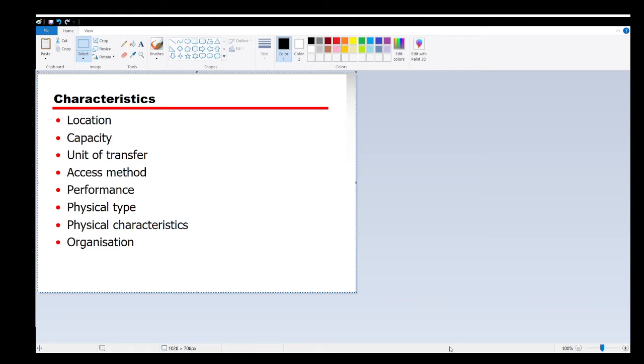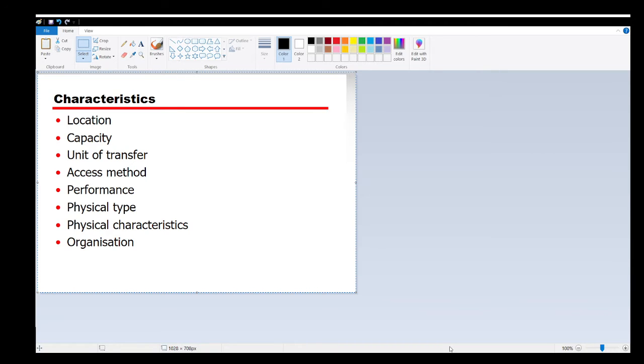So here we are going to see about the key characteristics of memory system. It contains different key characteristics like location. So the computer memory is placed in three different locations.